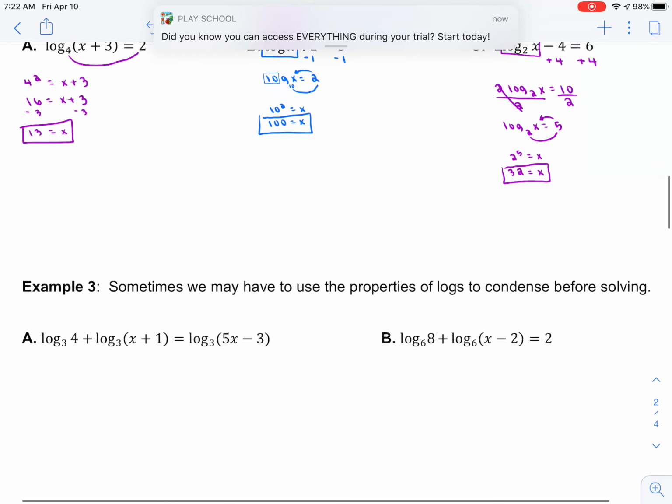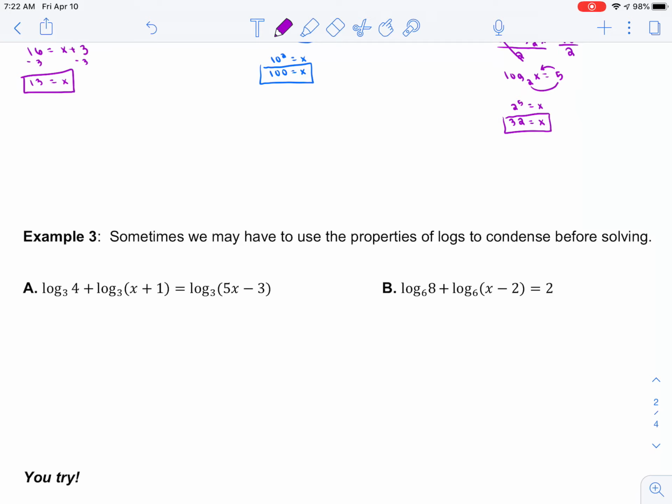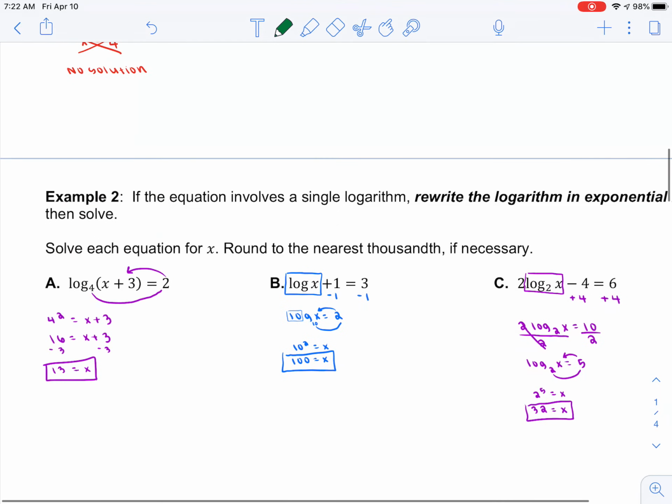The final set of problems involves using the properties. So the final set involves using the properties to condense before solving. So let's talk about each set. First set, we had logs on each side. We could set those arguments equal to each other. Second set, we only had 1 log. So we had to use the circle of life to rewrite it and get rid of the log.